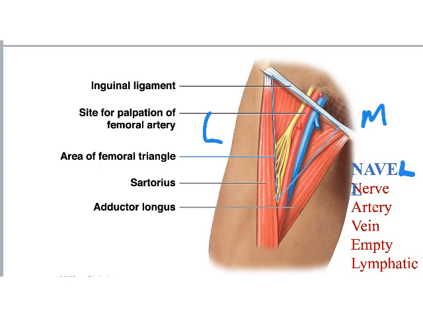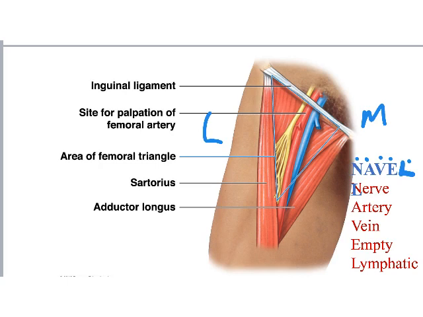Which is the other word for belly button, but that helps you remember N is for nerve, A is for artery, V is for vein, E means empty space, and L is lymphatics. We don't really worry too much about the empty space for the lymphatics, but it helps me remember anyway that going from lateral to medial, the order is nerve, artery, vein.